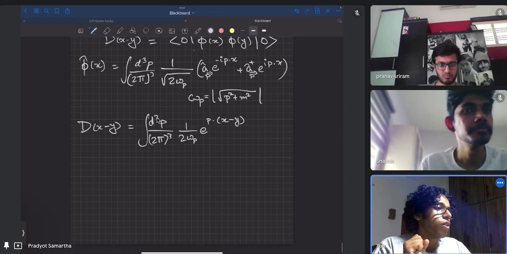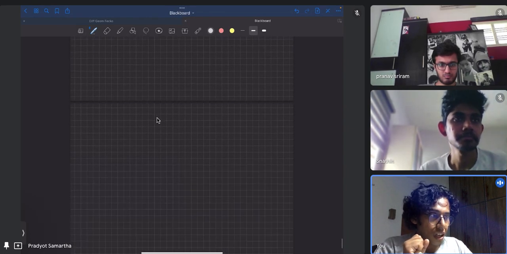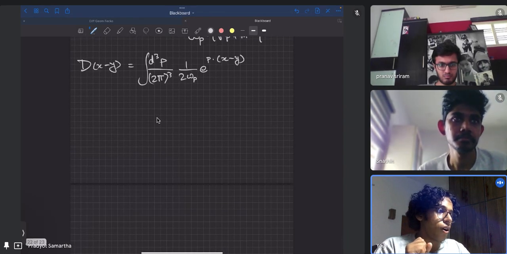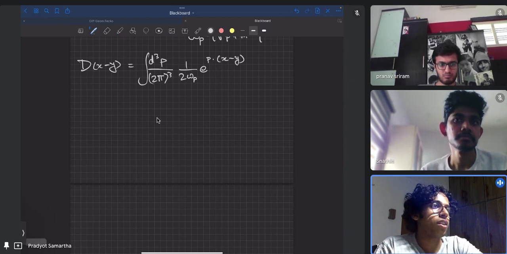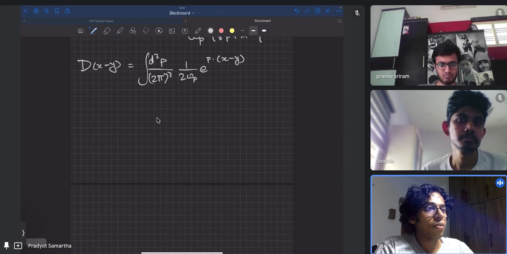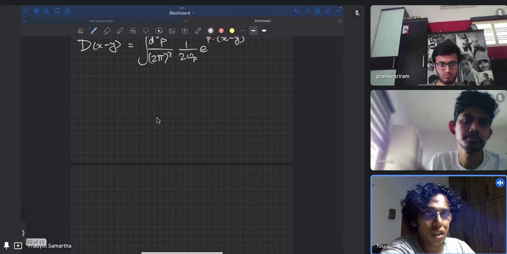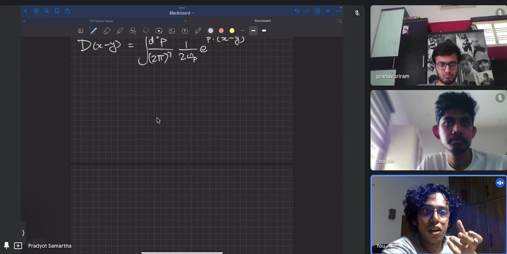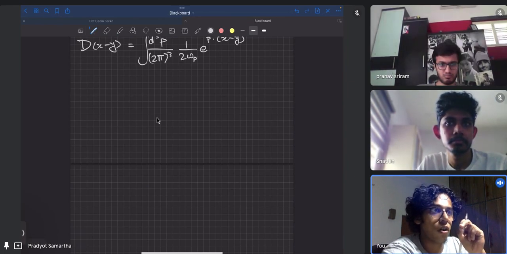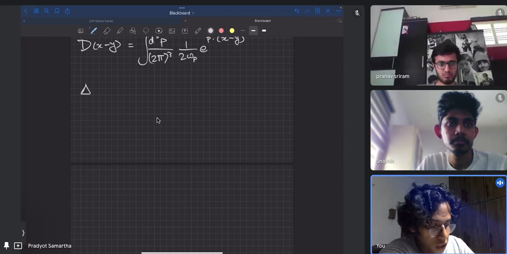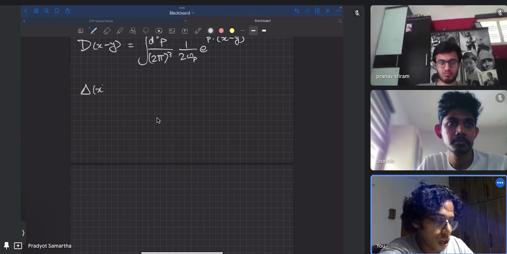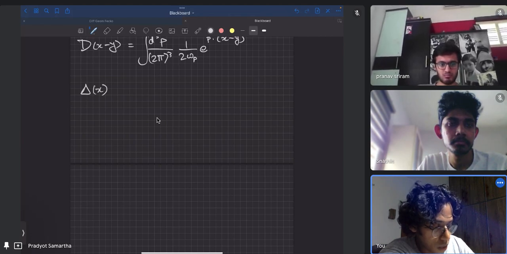So that's essentially what you have. Now note that this is not very complete, because what you can define here is a Feynman propagator, which gives you the probability of a particle traveling from point x to y. So how can you define your Feynman propagator? Sorry, it is x minus y.